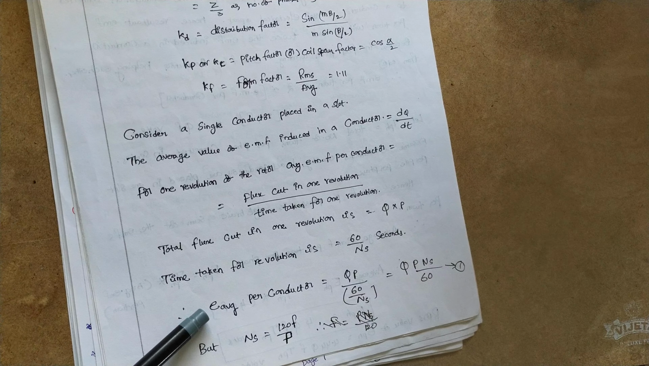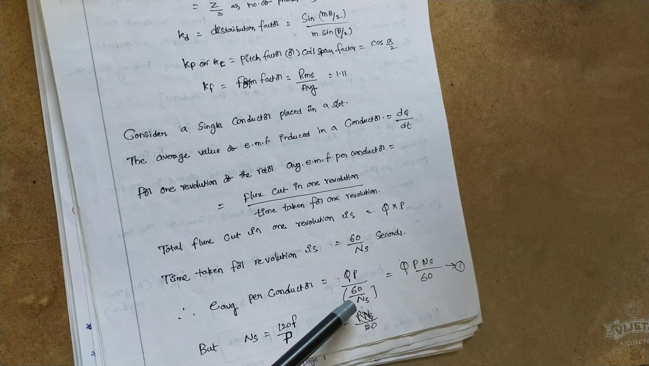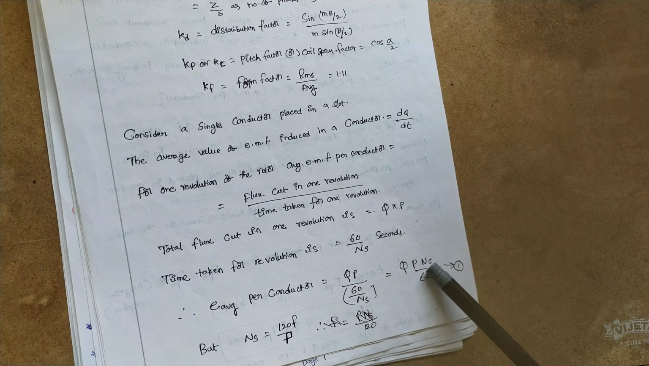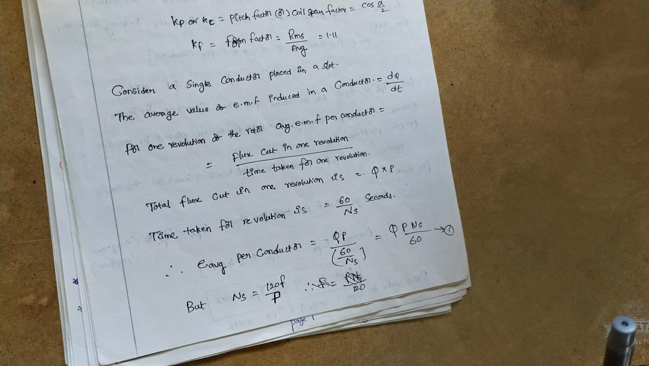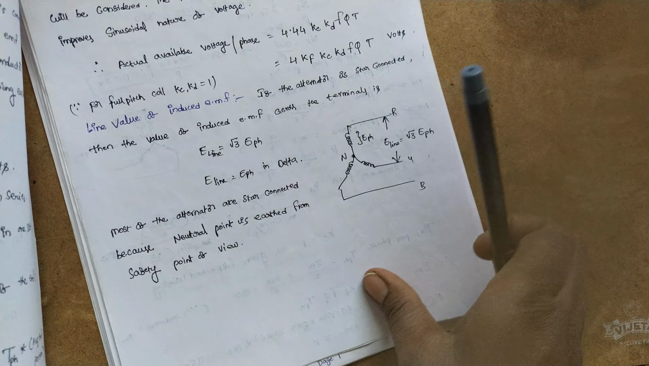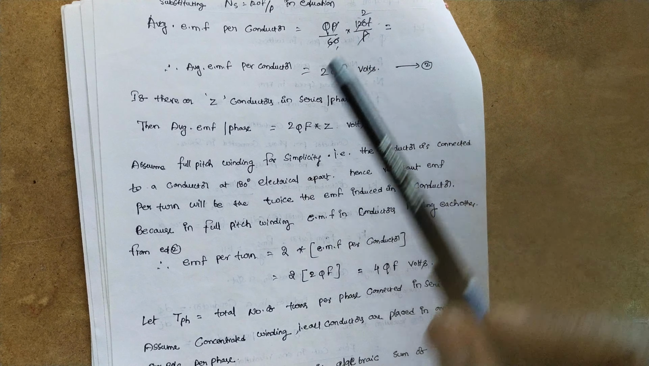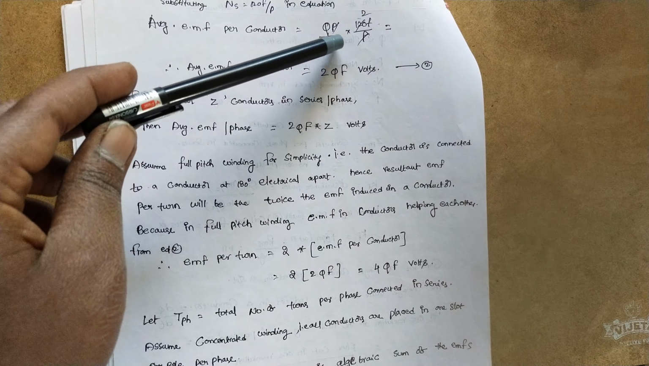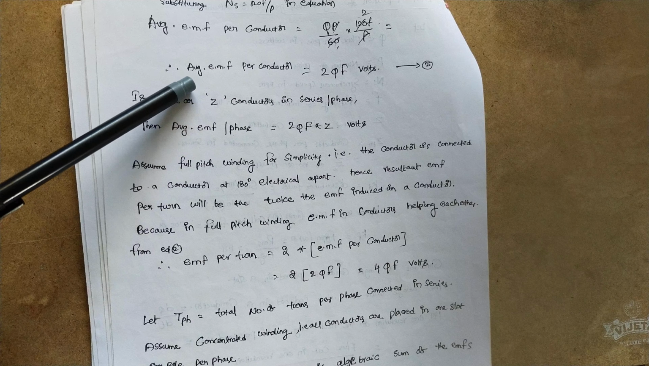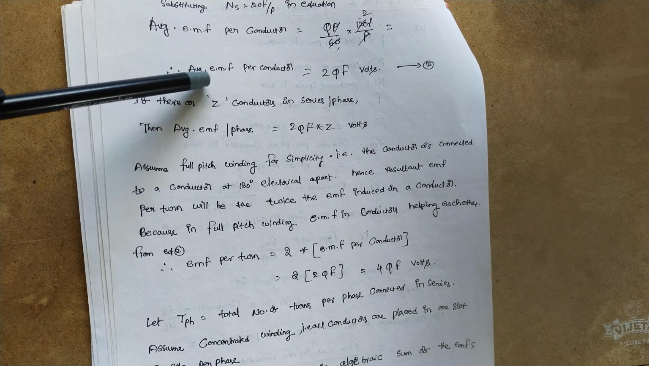Average EMF induced per conductor is pi p total flux divided by time taken for one revolution. If you divide pi p by 60 by ns, it becomes pi p ns by 60. Make it equation 1. But ns equal to 120 f by P. Substituting ns equal to 120 f by P in equation 1, the average EMF per conductor is pi p by 60 into 120 f by P. Then the average EMF per conductor is 2 pi f volts.